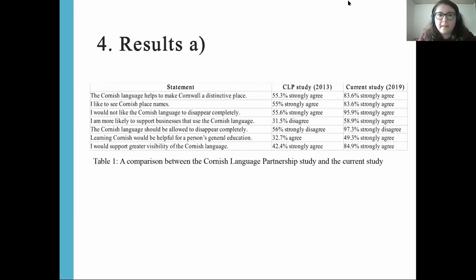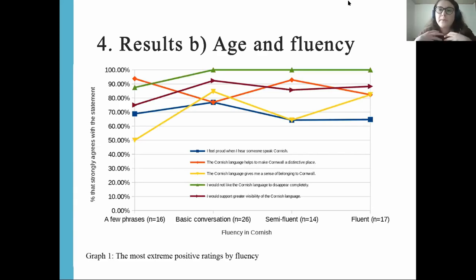in the newer study. And then the two variables that I was most interested in, as I said, were age and fluency. So I will start with fluency. As I said, participants were asked to self-report how fluent they think they are in Cornish. And the categories there were: they know a few phrases in Cornish, they can hold a basic conversation in Cornish, they're semi-fluent, or they are fluent. And then what I did was I plotted the chart for five of the most salient statements with the strongest and the most extreme positive ratings by fluency.